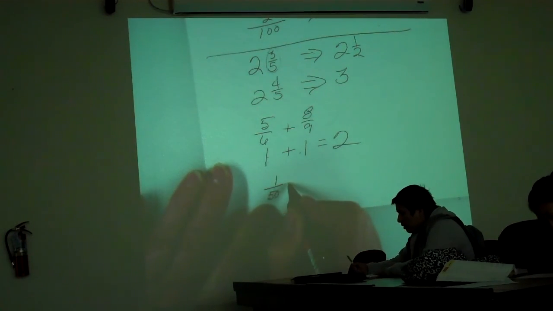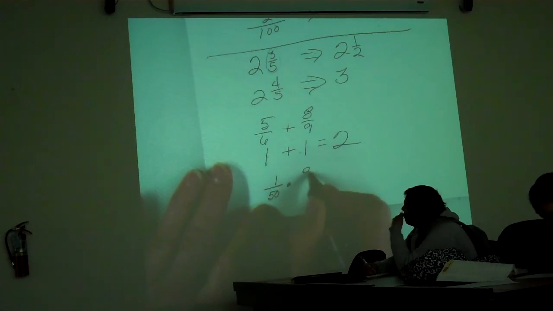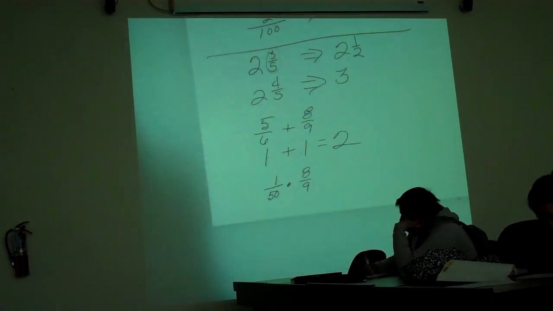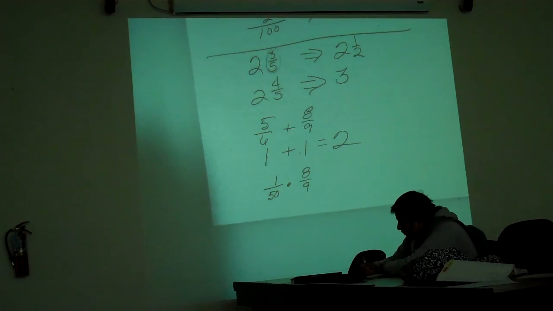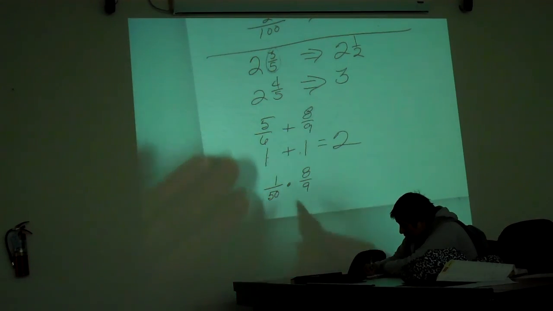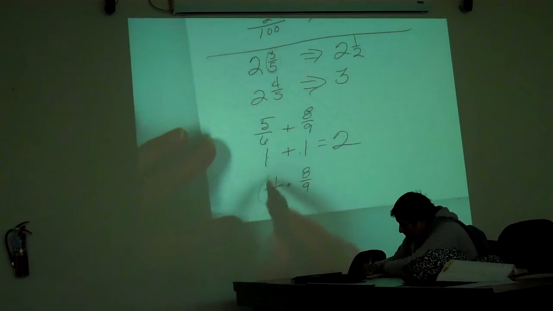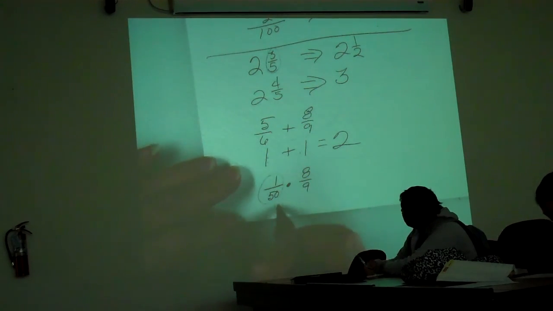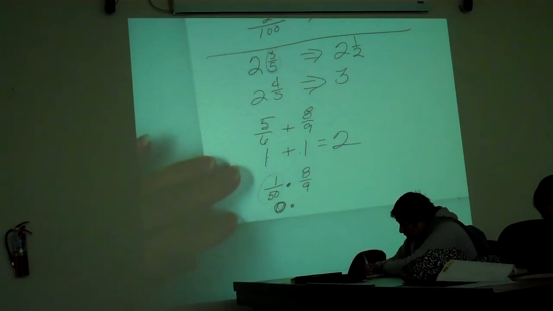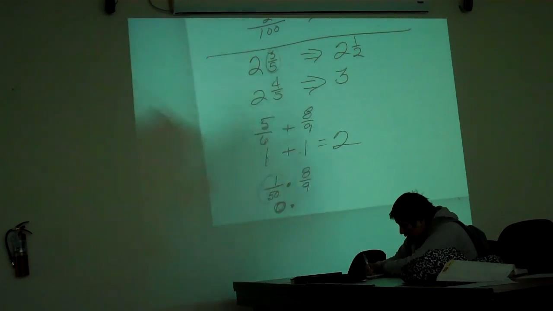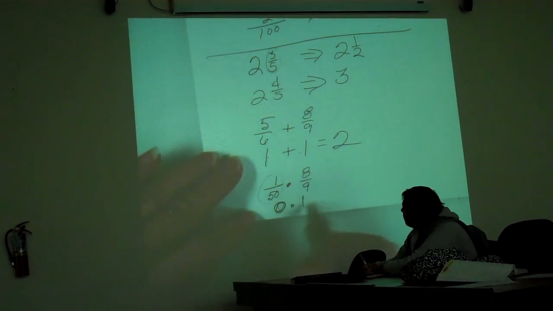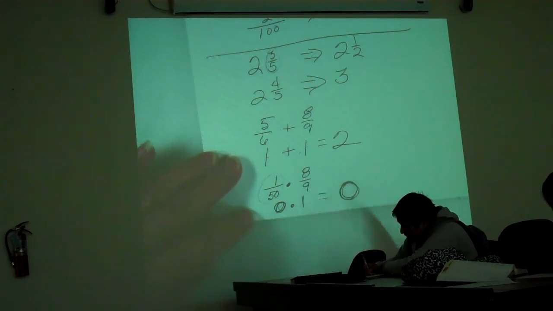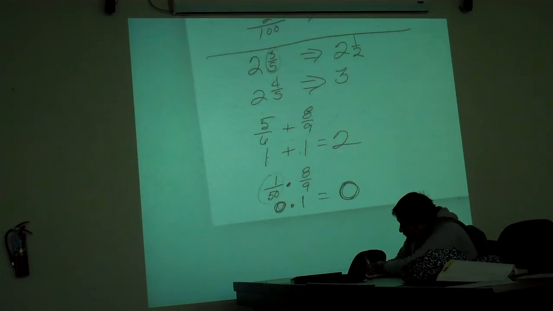How about if we have 1/50 times 8/9? Okay, you don't want to find a common denominator. You don't want to multiply all those numbers either. What we want to do is estimate first. 1/50 estimates to 0. Does it matter what someone estimates to? No. 0 times anything is going to be 0. This would actually estimate to 1, but it doesn't matter. That answer would have estimated to be 0.